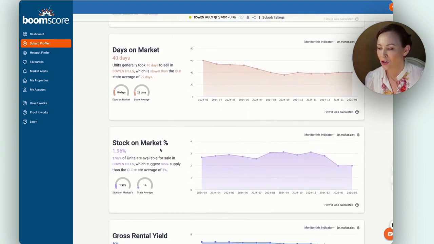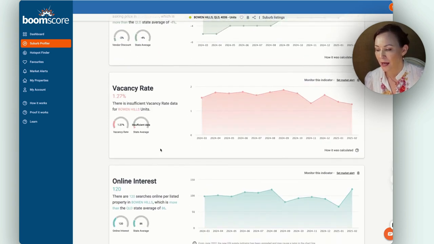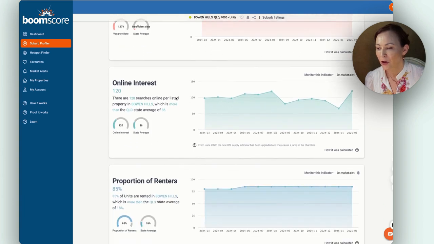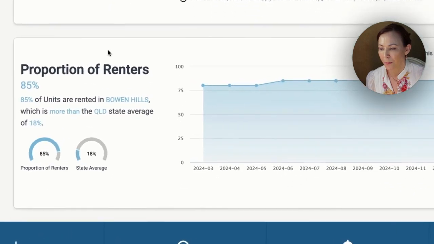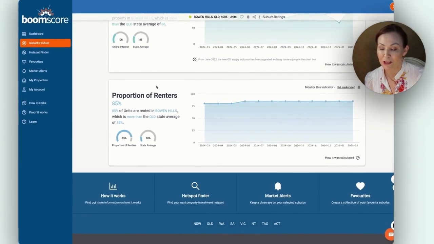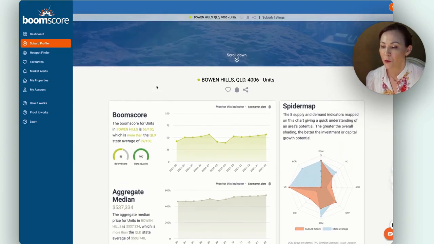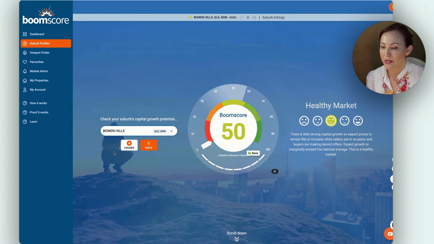Days on market, auction clearance rates, stock on market, and it's still going on. Online interest. This is telling you how many people are actively searching online for properties in Bowen Hills, and the proportion of renters. So you can see that in Bowen Hills, it's full of a lot of investment properties and so a lot of rentals. So we go up the top and that's Bowen Hills.